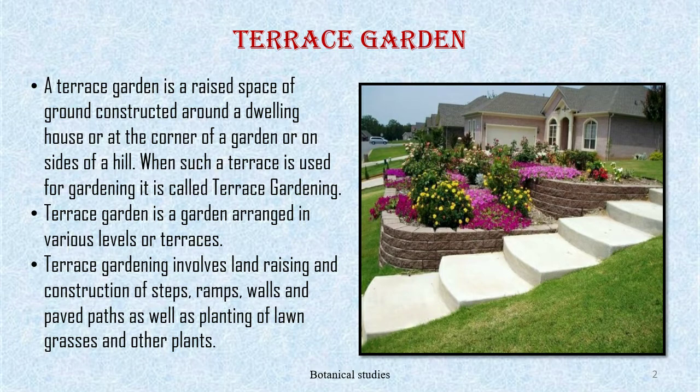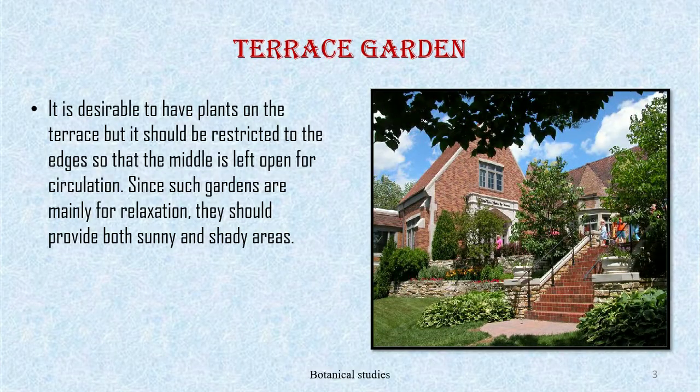Terrace garden is a garden arranged in various levels or terraces. Terrace gardening involves land raising and construction of steps, ramps, walls, and paved paths, as well as planting of lawn grasses and other plants. It is desirable to have plants on the terrace, but it should be restricted to the edges so that the middle is left open for circulation. Since such gardens are mainly for relaxation, they should provide both sunny and shady areas.